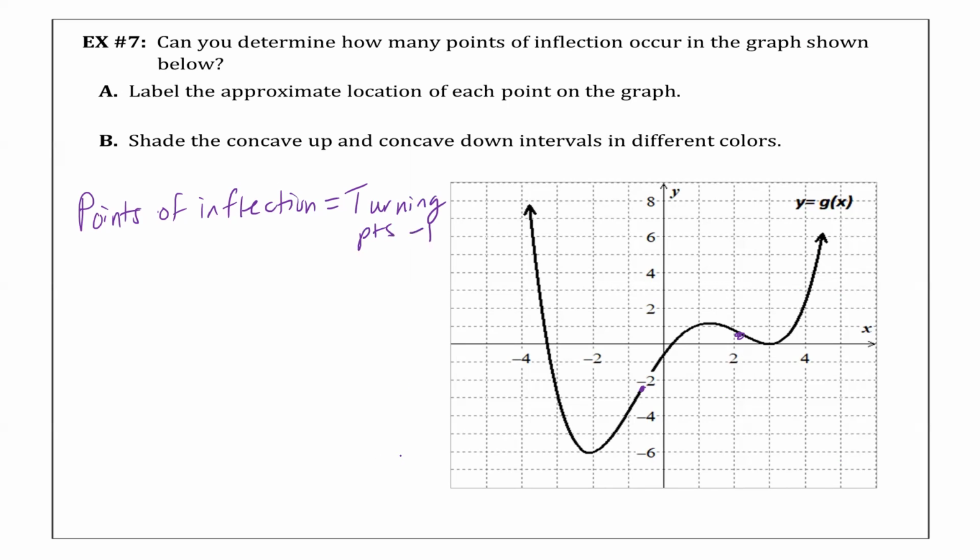So last week we talked about turning points. Turning points are how many times you go from increasing to decreasing, right? And so I have 1, 2, 3 turning points. So there are 3 turning points. So therefore, I'm going to have how many inflections? 2 points of inflection.